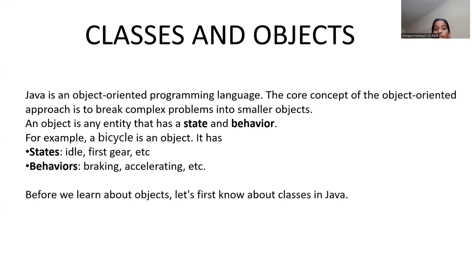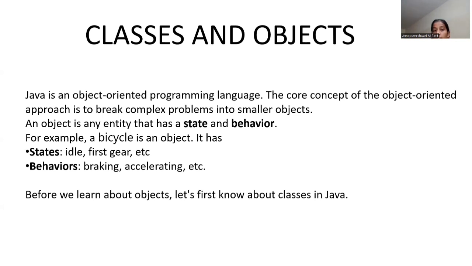As we know, Java is an object-oriented programming language. The core concept of the object-oriented approach is to break complex problems into smaller objects. For example, a bicycle is an object. It has states and behavior, where an object is an entity that has states and a behavior. The states of a bicycle are idle, first gear, etc. And the behaviors are braking, accelerating, etc.